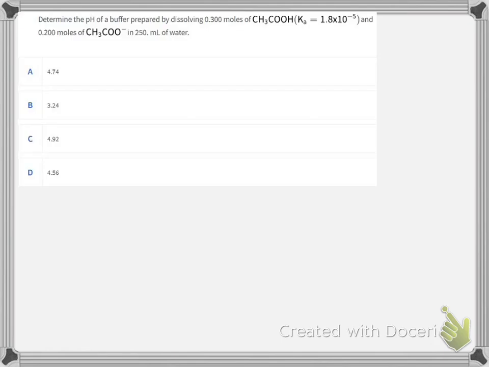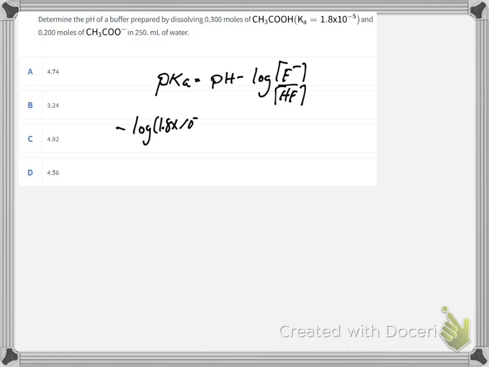Like this problem. Okay, so here we're given different amounts. So we're just going to start with the Henderson-Hasselbalch equation. And now we're given Ka, which we have to use to find pKa. We don't know pH, but we do know the concentrations now. So now this is ideal for using the Henderson-Hasselbalch equation. We want to solve for pH.